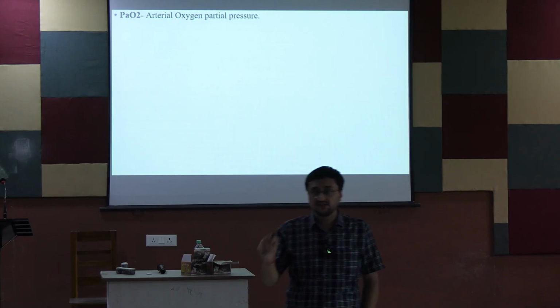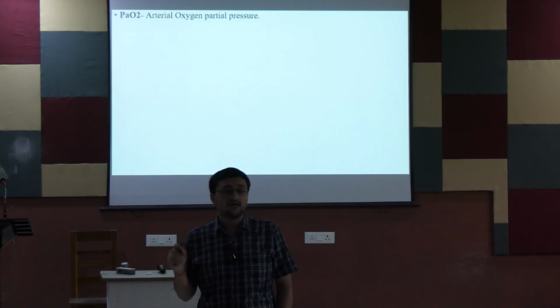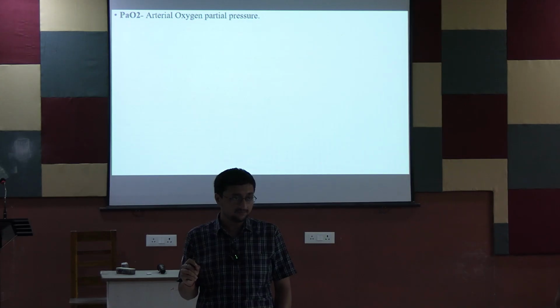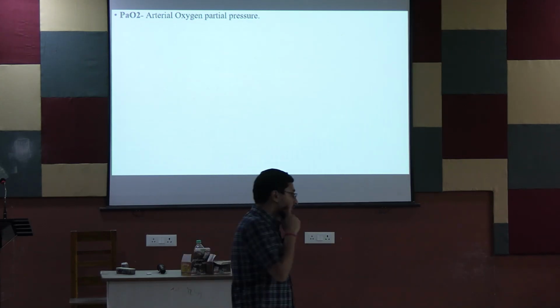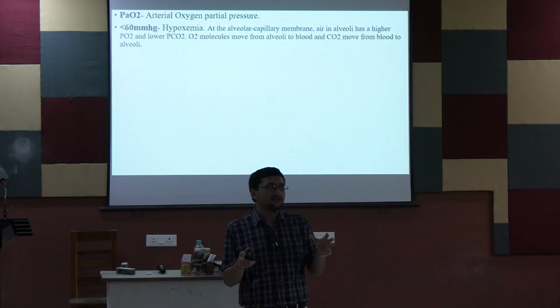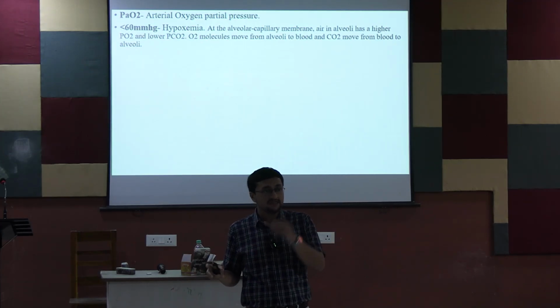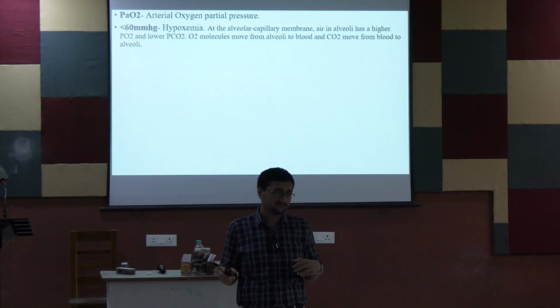Now one by one, PaO2. Let's discuss PaO2. That means partial pressure of arterial oxygen. The normal value is around 60 to 80 millimeter of mercury. Less than 60 is called hypoxia.